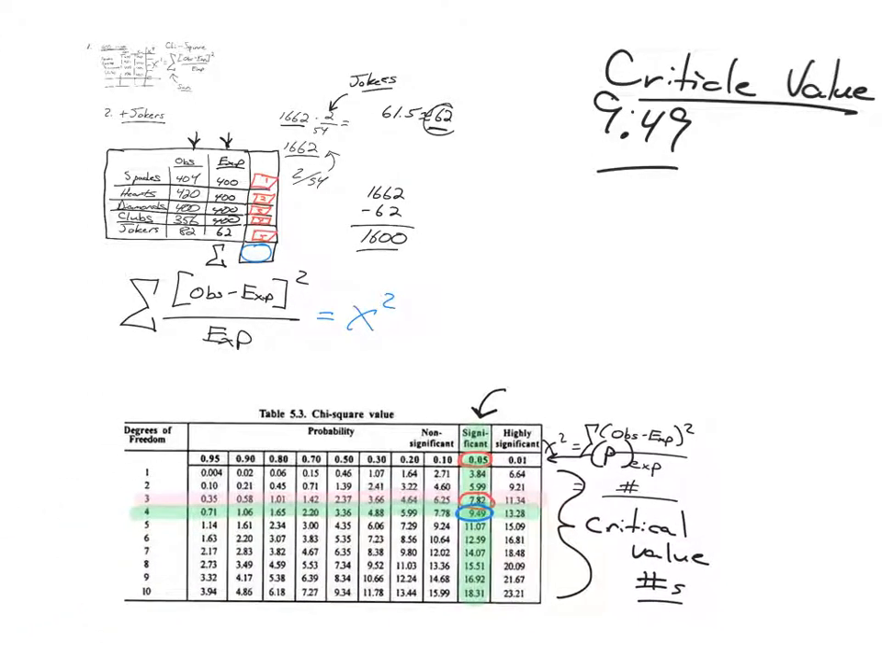Wait, say that again. So you said that the degrees is like for the columns, right? So yeah, what you do is you look at how many different possibilities you have. You have spades, hearts, diamonds, clubs, or jokers. So you have 5 different possible things. Minus 1, so 5 minus 1 is 4, and that's the row. You always use 0.05 for your column. So as soon as you find that critical value, that's the one you want to use.